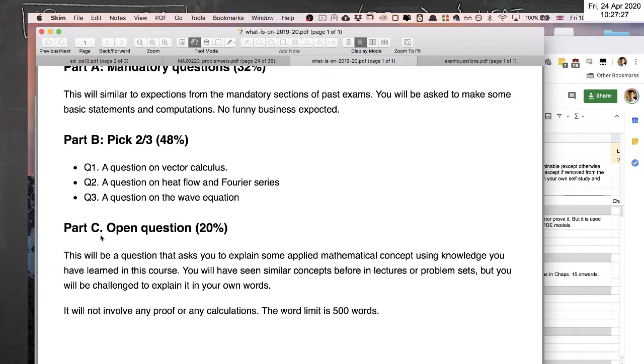This will be something that's going to require you to write in a technical manner. So it's not quite an essay, right? It's not just words. You're going to have to use mathematics, but it's not a computational question. There's not going to be a compute this formula or a prove this theorem. Think of it as an expository question.